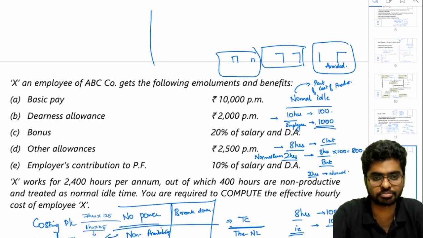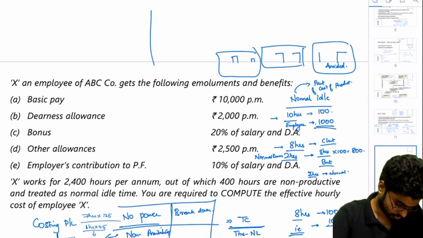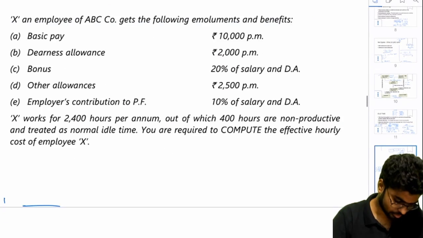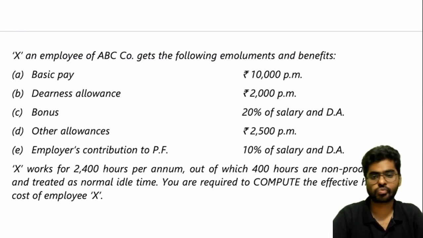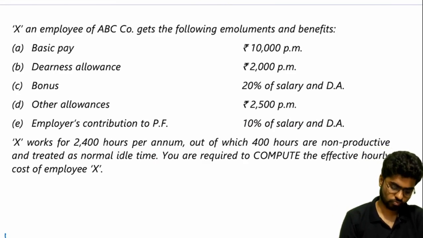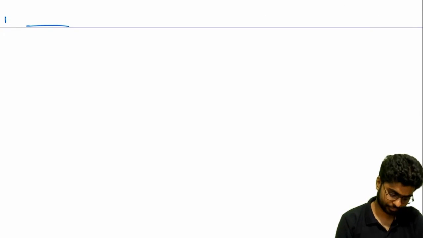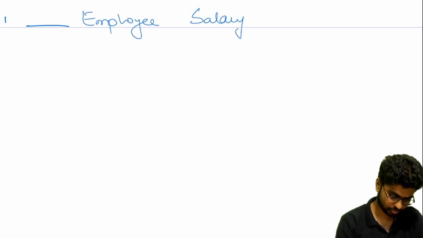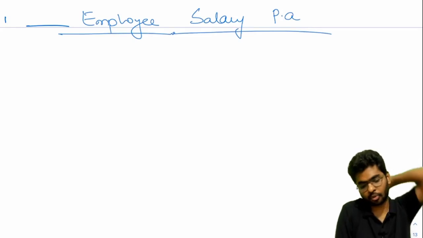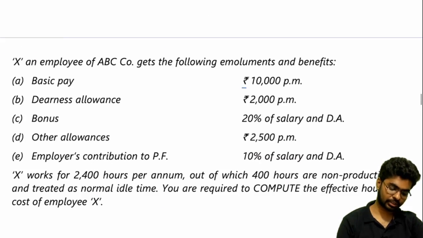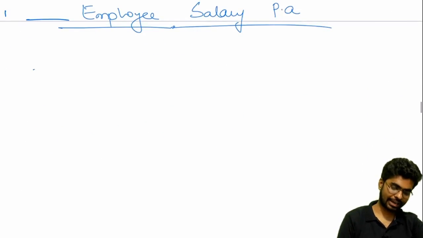Everyone read this question, try putting across everything. Okay, let's try calculating the employee salary per annum. Now, how much is he getting per month? 10,000. That means for an annum, how much will he get?